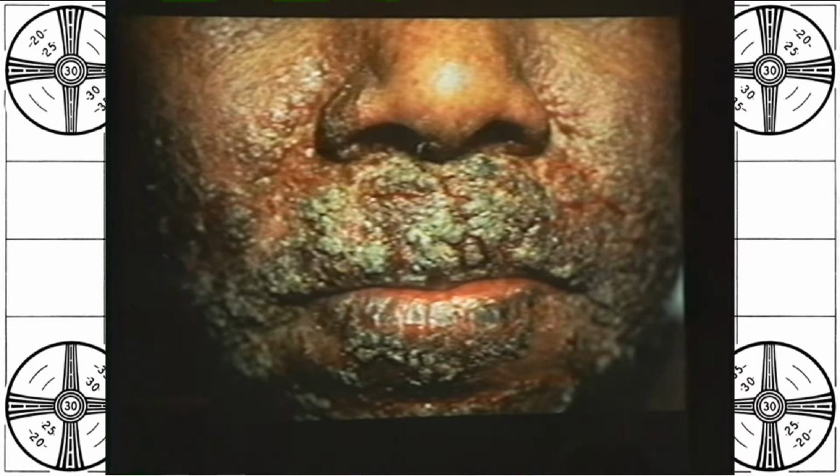Atarax, Vistaril, and pyrobenzamine have an ethylene diamine-like structure. Anyone who has had a contact dermatitis rash to ethylene diamine, if they're put on Atarax, Vistaril, or pyrobenzamine, will look like this from head to toe.